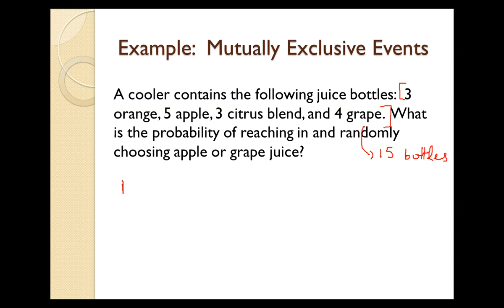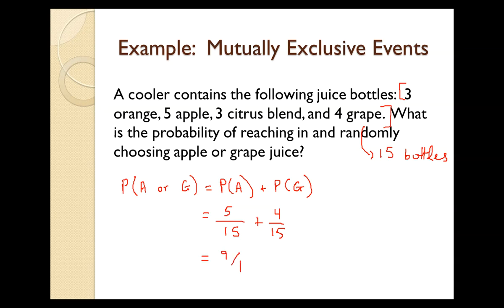Because they're mutually exclusive, we can just find the probability of getting apple juice, find the probability of getting grape juice, and add them together. 5 of 15 are apple, and 4 of 15 are grape, and that makes 9 out of 15, or in lowest terms, 3 out of 5, or 60%, or however you want to express that. Remember, there are many ways to express probability: fraction, percent, or decimal.